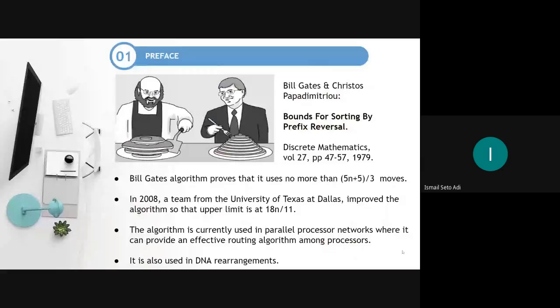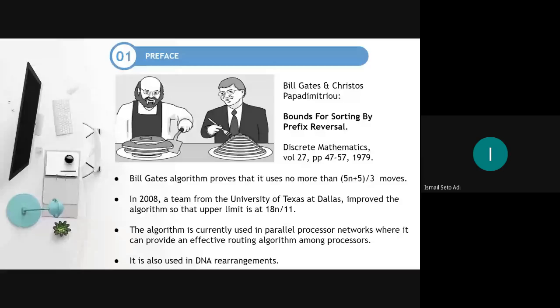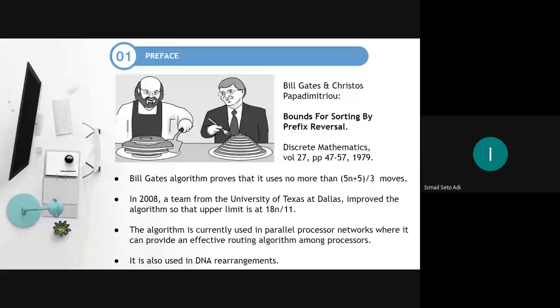All right, so what was described above is actually the greedy algorithm version. In 1979, Bill Gates, who was still an undergraduate student at Harvard, showed that the required number of flips for a stack of n pancakes is less than (5n+5)/3. And in 2008, Gates' achievement was surpassed by a team of researchers from the University of Texas who established that the upper limit is always 18n/11.